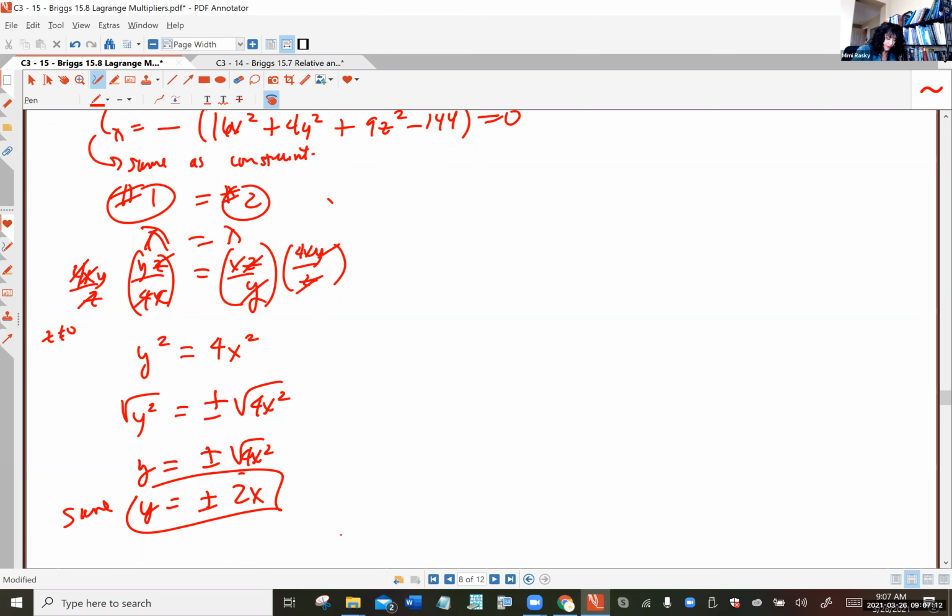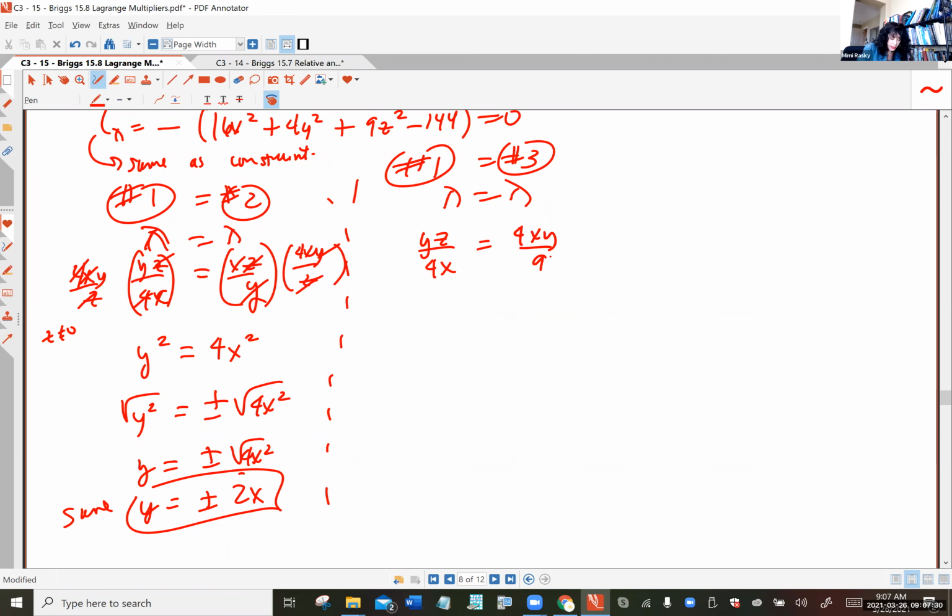And keep going. So I'm going to set the first lambda I got equal to the third lambda, because lambda has to equal lambda. And I have yz over 4x has to be the same as 4xy divided by 9z. That has to be true. Okay, so I'm going to try to solve this for z in terms of x. So if I multiply both sides of the equation by 36xz and divide out by y at the same time, and then reduce.